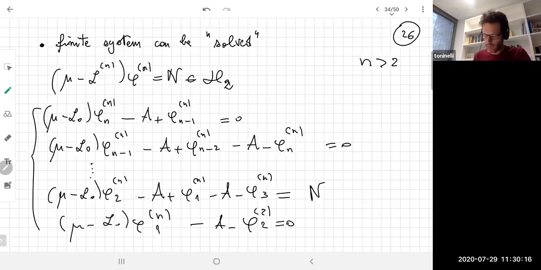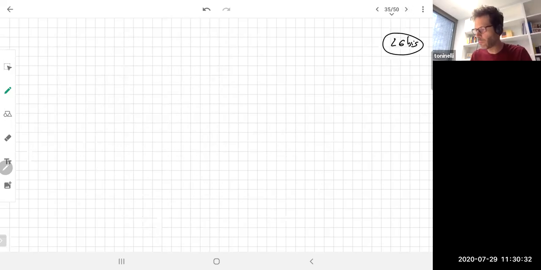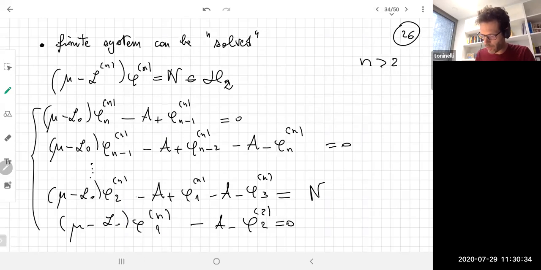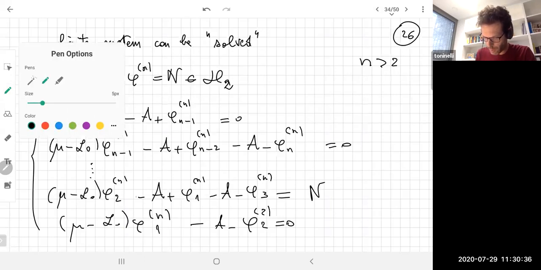So it's still a complicated thing. These are all operators, this L0, a, etc. So it's not obvious, but at least it's a finite system. You can solve it starting from the top. And the way you solve it, in principle, is quite simple. You look at the first equation, and the solution you see.